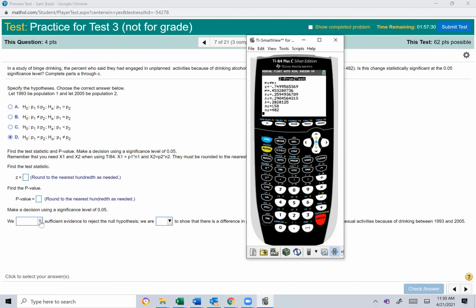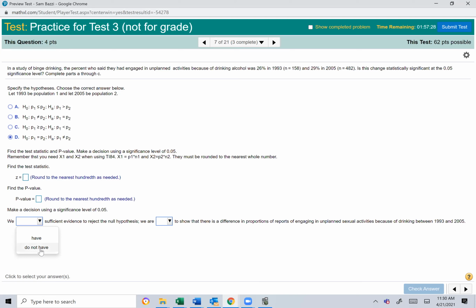So what is it going to be? We don't have sufficient evidence. So we don't have sufficient evidence to reject the null hypothesis. So we can't reject the null hypothesis. That means we cannot support the claim. So we are unable. He changed the language here. Instead of not, he put unable, to show that there is a difference in the proportion.